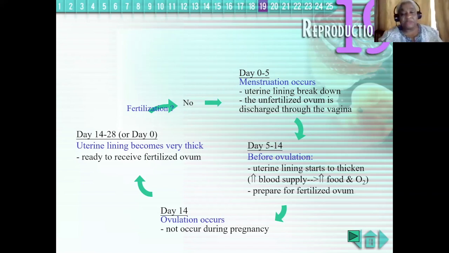If you practice drawing a little cycle like this and saying what happens at each stage, it will help you to remember the stages of the menstrual cycle, so that if you do see the graph, you don't start freaking out, thinking, oh, what does this graph mean? The graph is not confusing you once you know what happens at each stage.